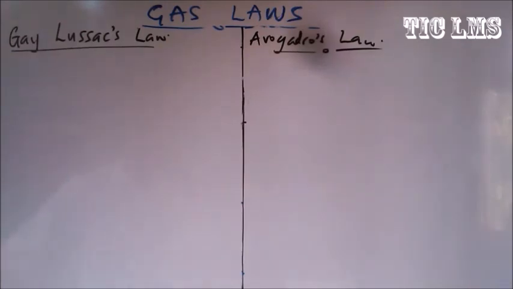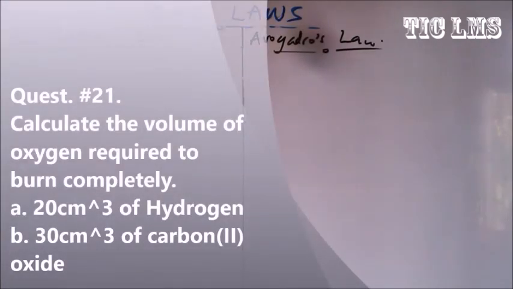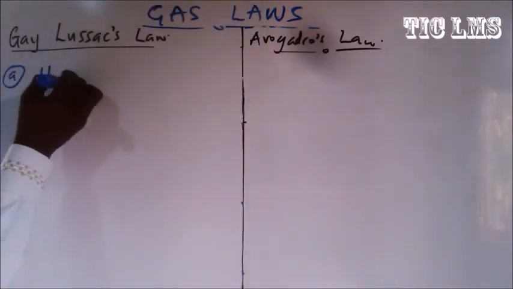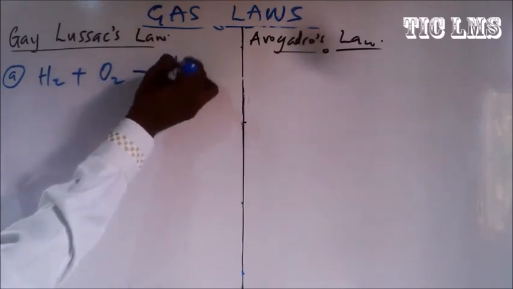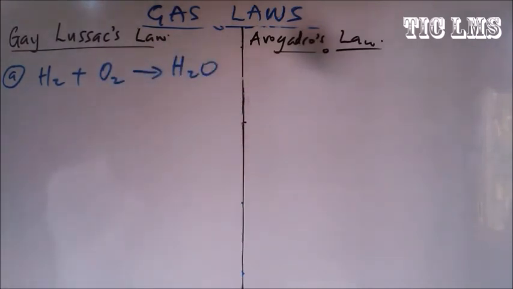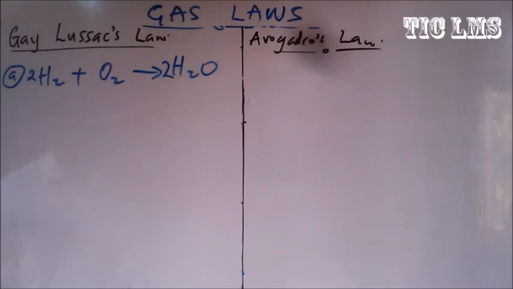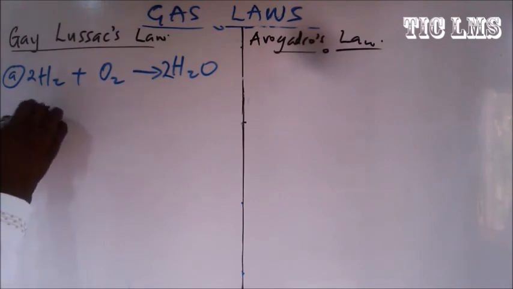Next question says, calculate the volume of oxygen required to bond completely. A. 20 cm cubed of hydrogen. B. 30 cm cubed of carbon 2 oxide. Now in this question, the A part, we have hydrogen gas needing oxygen to bond to produce water vapor. We need to balance this equation by placing 2 here and placing 2 here. We're told that 20 cm cubed of hydrogen gas was provided.